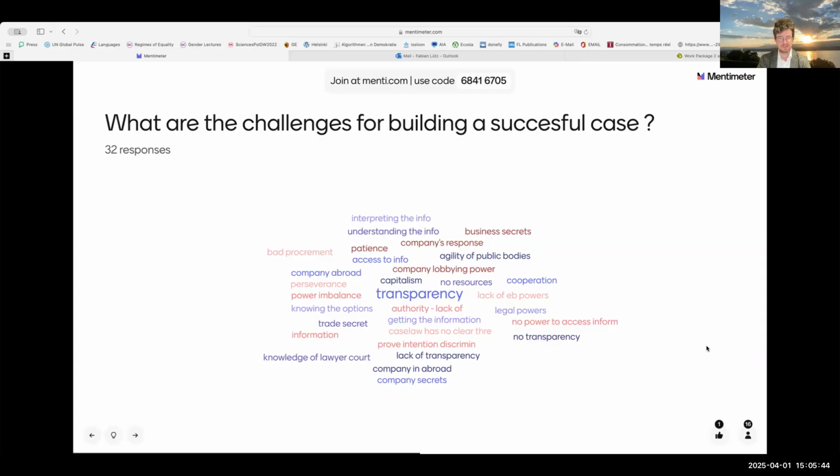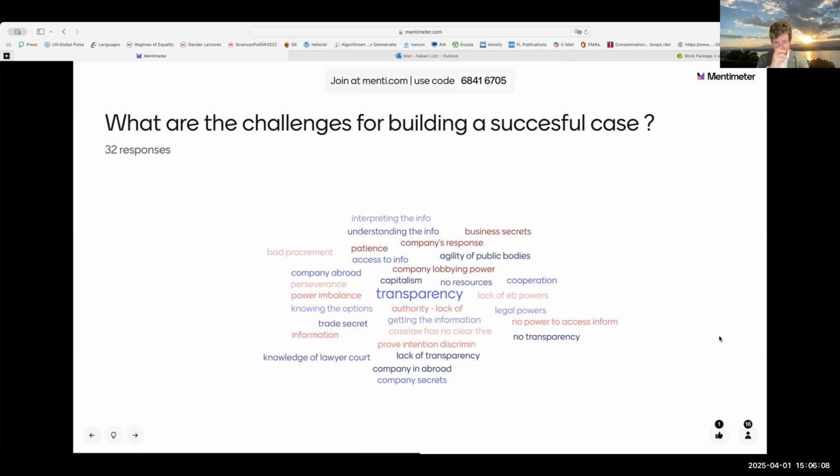Companies abroad, indeed, that makes it more challenging. But the AI Act, of course, applies and gives you rights. If there's a contact with the EU market, then basically these companies need to comply with EU law. If you have competition law, you can also enforce that beyond the EU borders. Knowledge of lawyer in court.